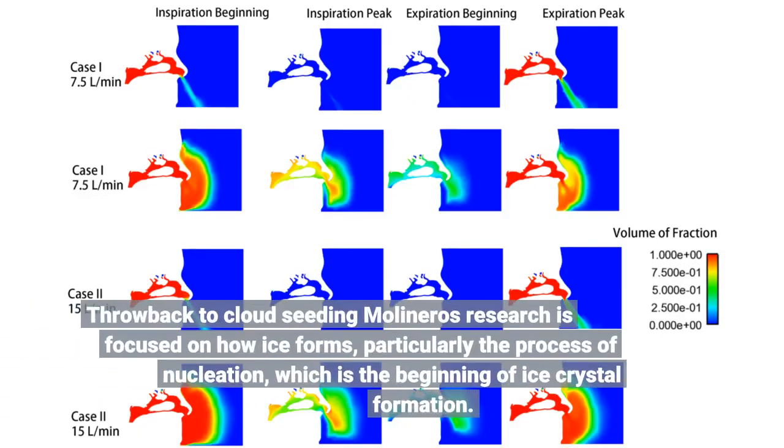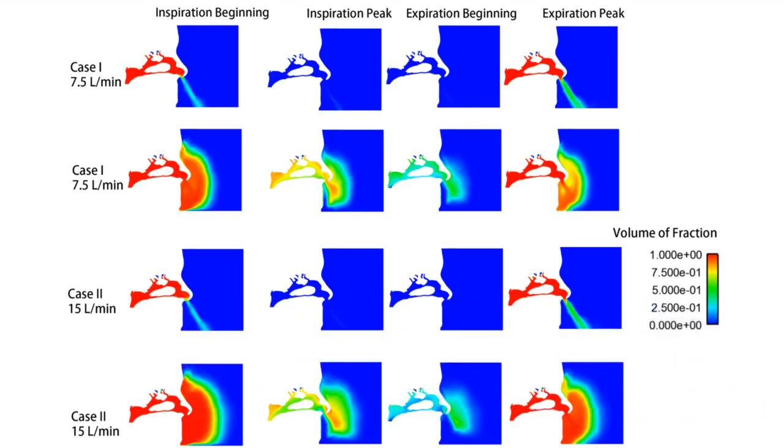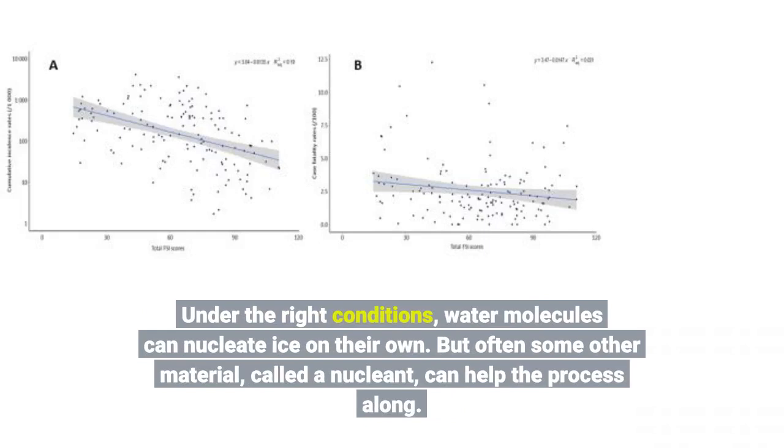Throwback to cloud seeding. Molinero's research is focused on how ice forms, particularly the process of nucleation, which is the beginning of ice crystal formation. Under the right conditions, water molecules can nucleate ice on their own. But often some other material, called a nucleant, can help the process along.